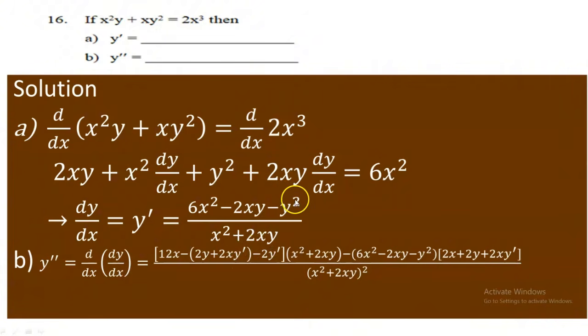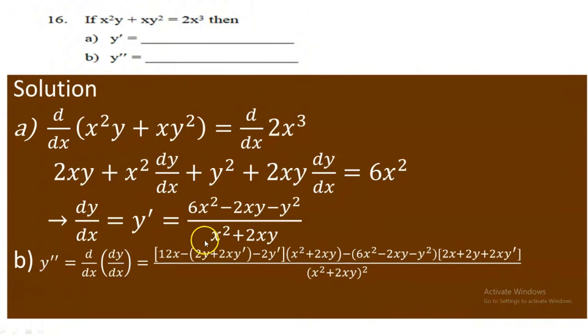Minus, deriving this again, 2 comes down to y prime, and then using quotient rule you will take this one as it is. Look, x squared plus 2xy is taken. Then from quotient rule minus is taken into account in between, and then you will take the numerator as it is. Look, it is taken here, 6x squared minus 2xy minus y squared.